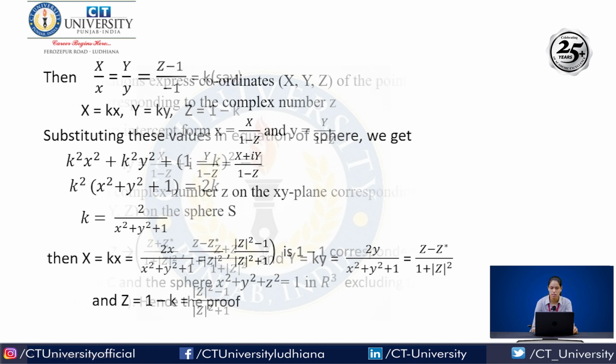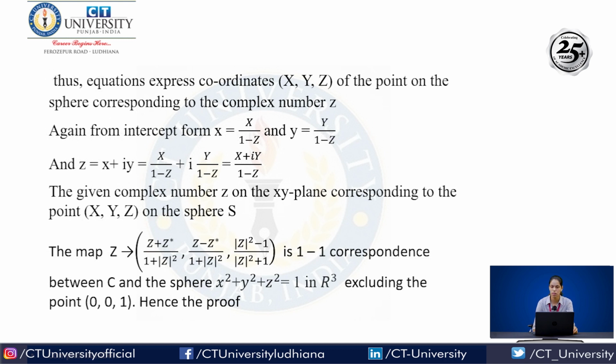I can write it as the spherical values of the coordinates of the sphere x, y, z in the form of x and y, so that the map is one-to-one correspondence between the complex plane and the sphere. But we have to form it in the iota form also. So z may be written as x plus iota y, that is equal to x by 1 minus z plus iota y by 1 minus z.